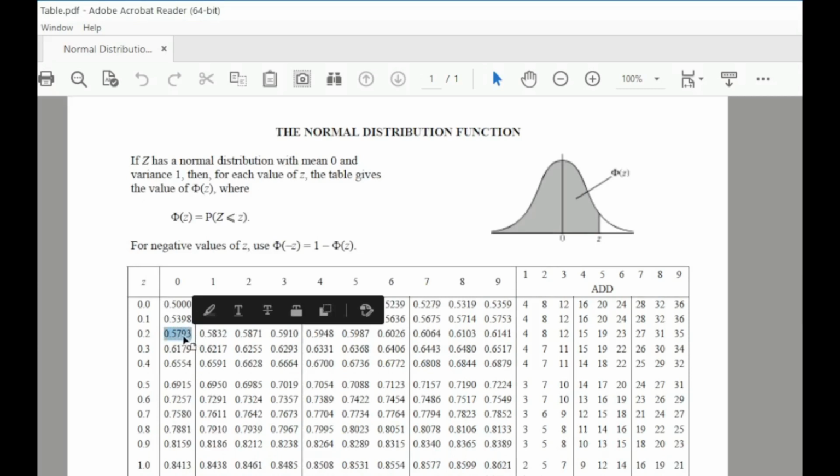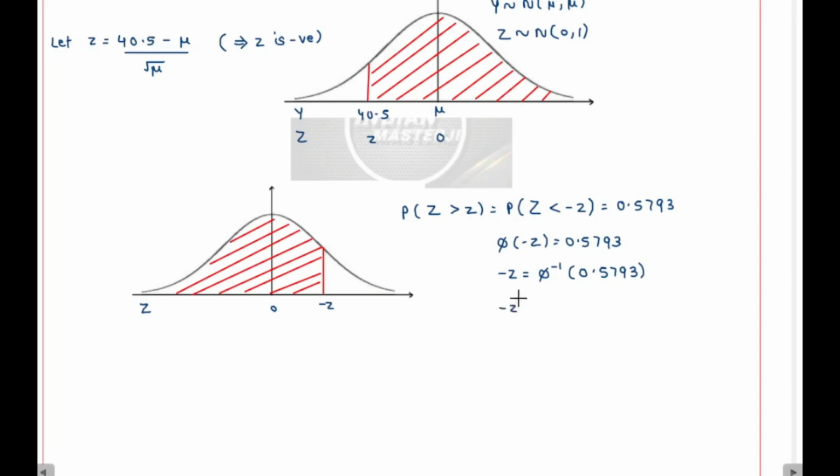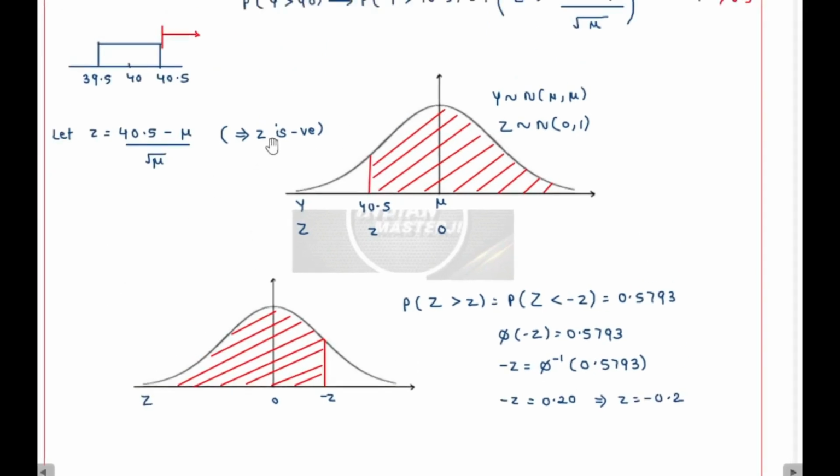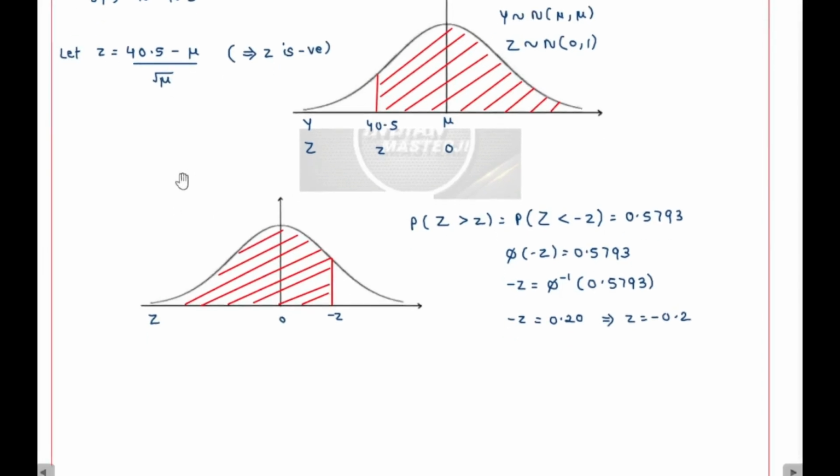This is the probability they have given. When we are getting this particular value, when the z is 0.20, correct? So that means when this particular value minus z is 0.20, this means this value of z is minus 0.2, and we had initially said that z is going to come negative, and we have got this negative value. Correct? Now what they are saying? They are saying that we have got this particular value z as minus 0.2. Correct? So this minus 0.2 has to be equal to this (40.5 minus mu) upon square root of mu.